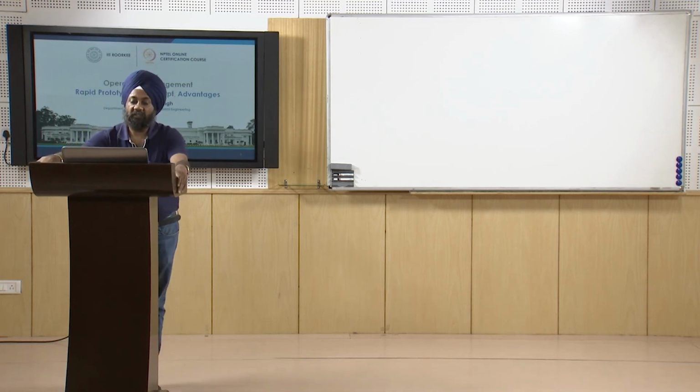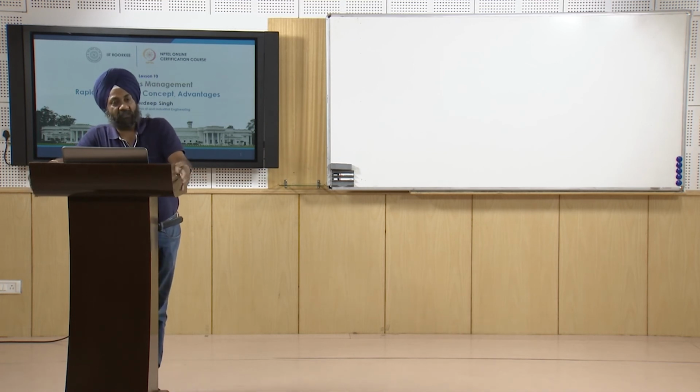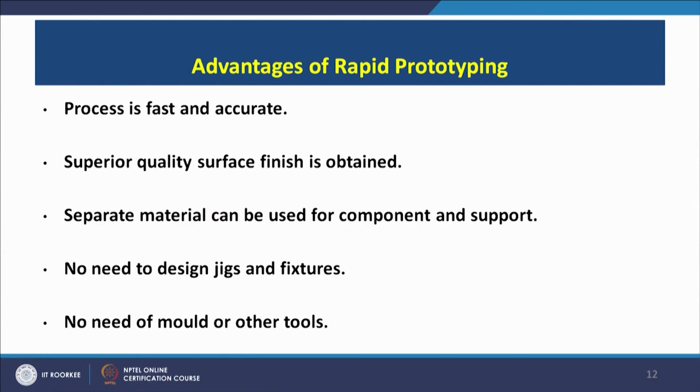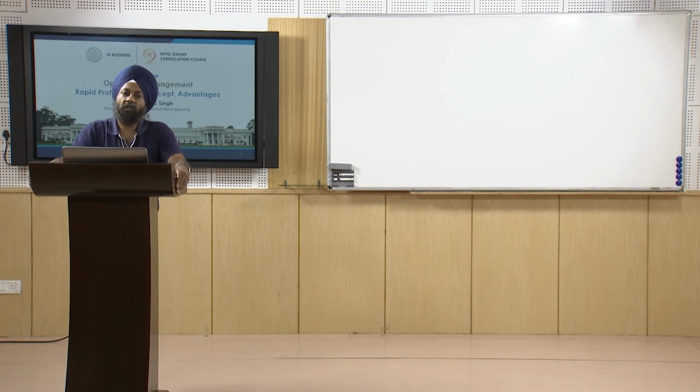Now, what can be the advantages? I think I can ask this question to all of you. I have tried to explain it in the most simplistic manner. Everybody must be able to answer now what the advantages of rapid prototyping are. Simply, the process is fast and accurate, superior quality surface finish is obtained, separate material can be used for component and support, and there is no need to design jigs and fixtures because we are not using the conventional methods of fabricating a prototype. We are using a completely advanced technology, and therefore there is no need of jigs and fixtures and no need of a mold or other tools.